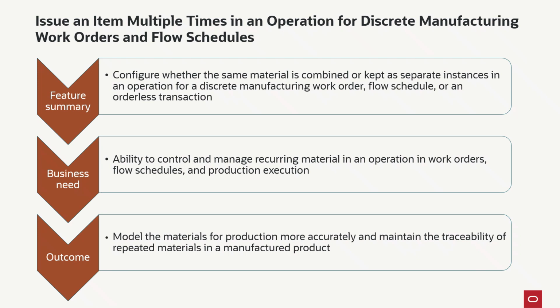With this feature, using a plant parameter, you can configure whether the same material is combined or kept as separate instances in an operation for a discrete manufacturing work order, flow schedule, or an orderless transaction. It addresses the need of manufacturers to control and manage recurring material in an operation in work orders, flow schedules, and production execution. With the ability to use different find numbers and material sequences, you can streamline the coordination between product development and manufacturing engineering, model the materials for production more accurately, and maintain the traceability of repeated materials in a manufactured product.